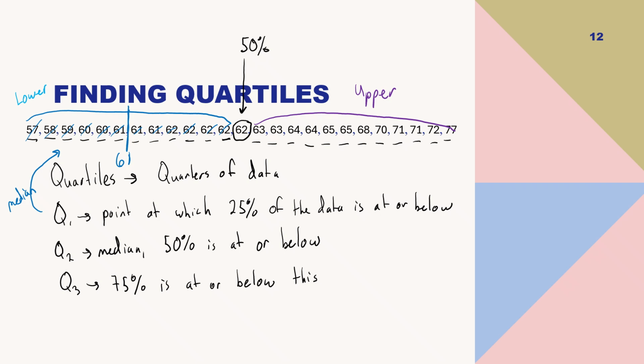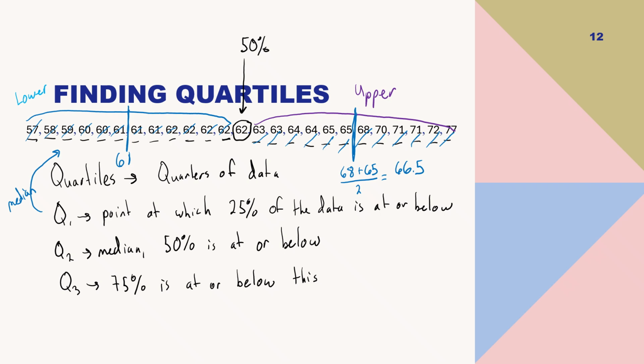Now I'll do the same from the other side. I'll count in 6 from each side. So the upper quartile, or Q3, is in between 65 and 68. So I'll just add those up and divide by 2. And that's going to give me 66.5.